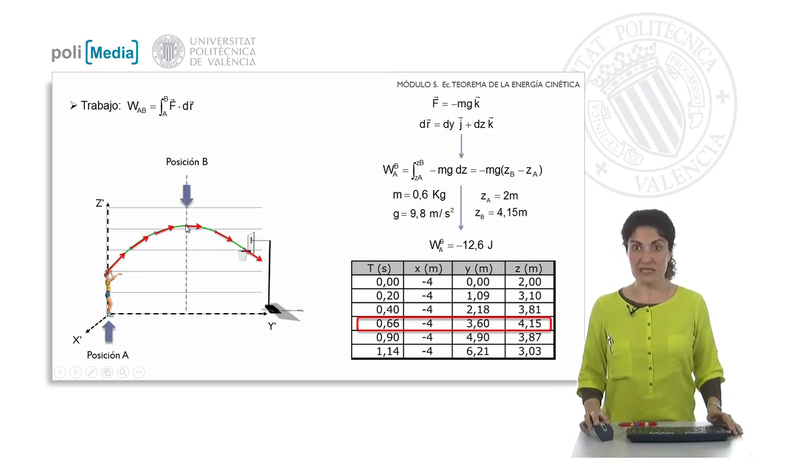We see here that we have underlined that instant of the highest point, when the height marked by the z component is exactly 4.15 meters, and Jota has initiated the launch when the height is 2 meters. The velocities were given to us in the statement. Amanda knows the velocities of the ball at position A and at position B.